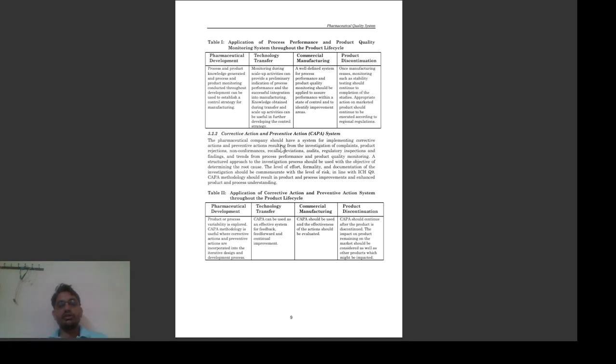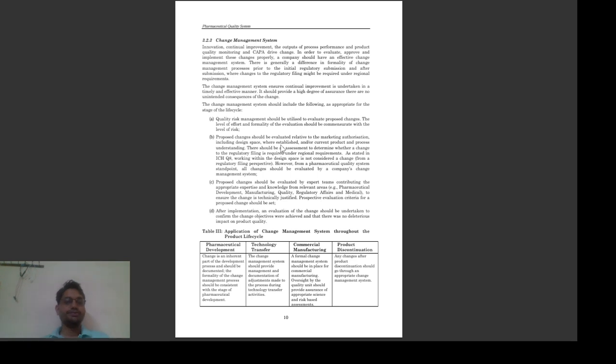Then product discontinuation: CAPA should continue after the product is discontinued. The impact on the product remaining on the market should be considered, as it might be affected.